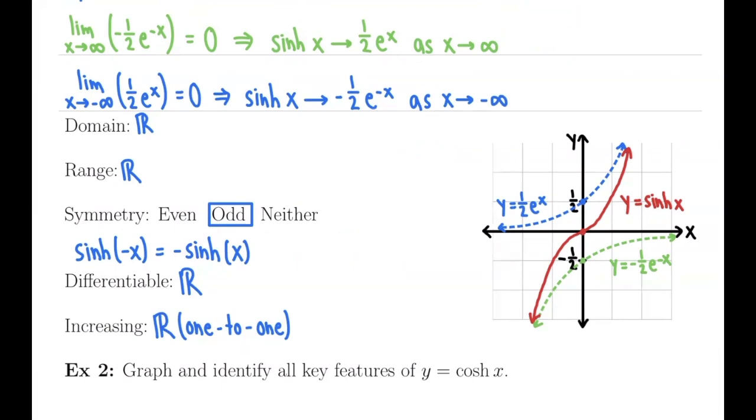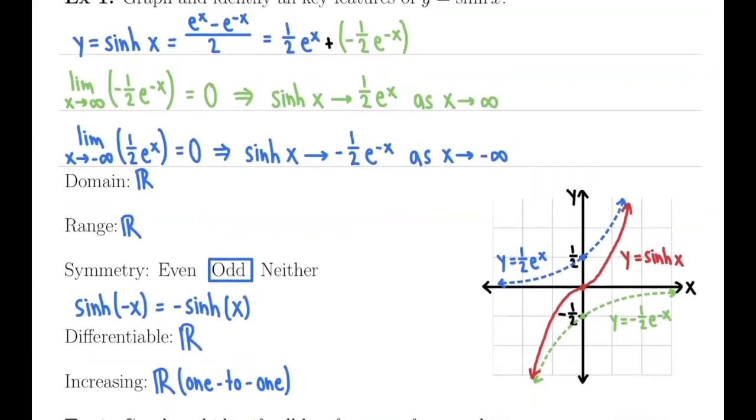It's pretty solid. So any questions on sinh before I move on to cosh? I'm so sick of sinh.